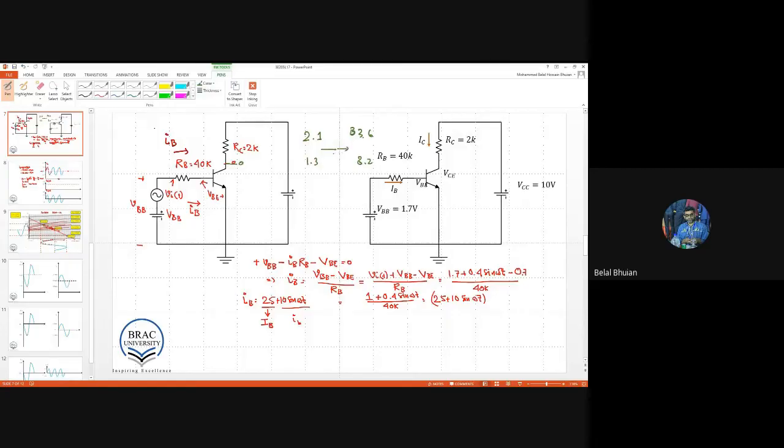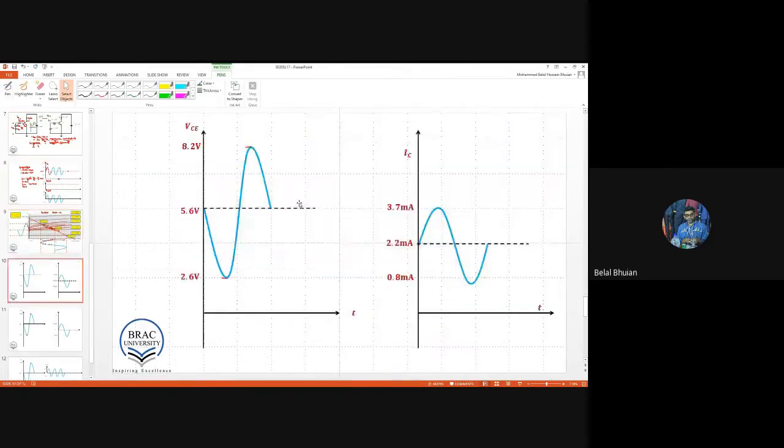Okay, the output VC is changing with the input signal. Sir, we are saying these by looking at the graph. Yes, VC is changing. So that is the thing that I finally drew. I separated this from the graph, and I see the VC is changing from 2.6 to 8.2. Now that consists of a DC part as well as an AC part.